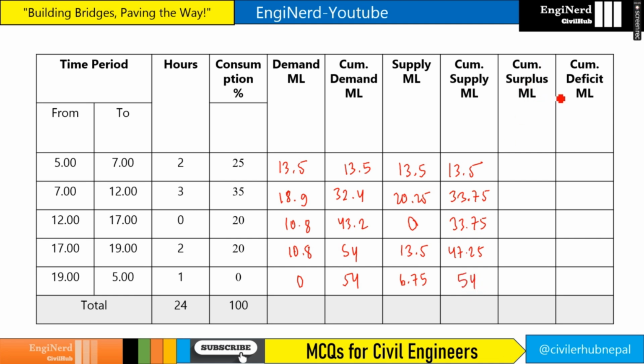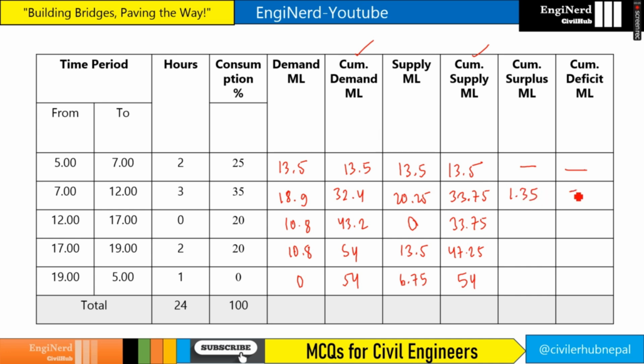Now let's do cumulative surplus or cumulative deficit. If cumulative supply is more, then we write in cumulative surplus, and if the cumulative demand is more, we write in cumulative deficit. So here, there is neither surplus nor deficit, right? Here 33.75 and 32.4, cumulative supply is more, right? So we need to write in surplus by subtracting 33.75 and 32.4. So it will be 1.35, right, in the surplus part.